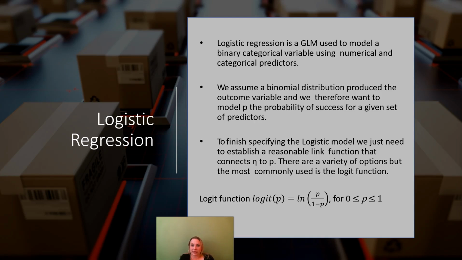To finish specifying that logistic model, we're going to need to establish a reasonable link function that connects the left-hand side of the equation to your probability. We have a variety of options, but the most commonly used one is the logit function. The logit function is the log of the odds, again where odds are p divided by 1 minus p, and your p needs to be a value between 0 and 1, or between 0% and 100%.